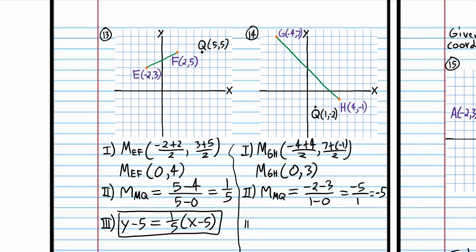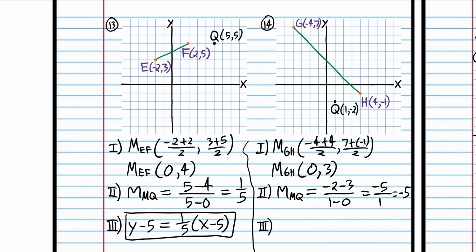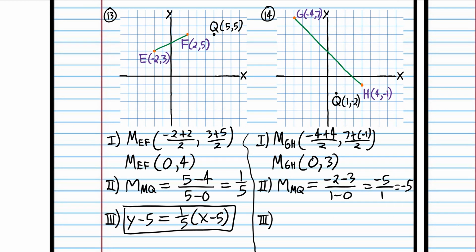So now, third step, we're going to find the equation of the line containing the midpoint and Q. So I'm going to use Q as the point, and the slope we just found is negative 5. Again, there's no opposite reciprocal, we don't have to flip it, and x minus 1. So if you got that answer, good job.